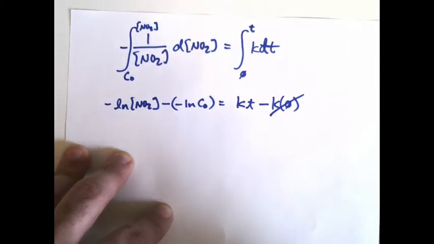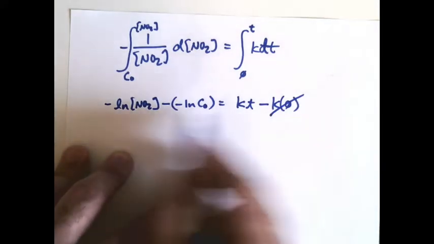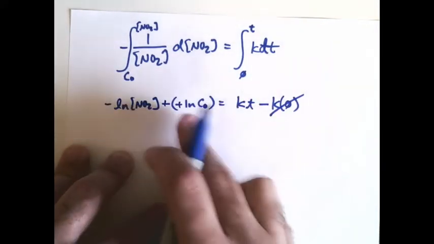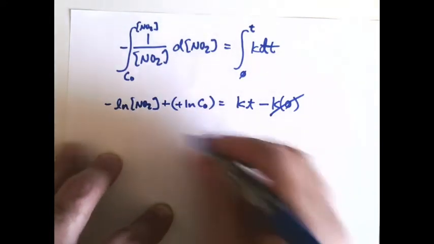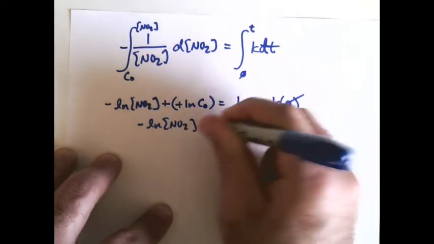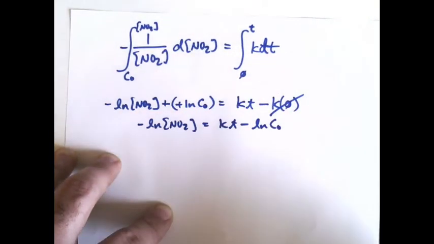Doing a little bit of rearrangement here. If I want to solve this specifically for the ln of NO2, what I can do is move this term, which really is plus ln of C naught. I can subtract that from both sides. And that'll give me negative ln of NO2 equals KT minus ln of my initial concentration.